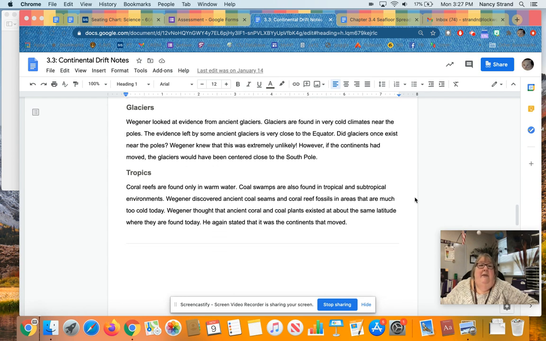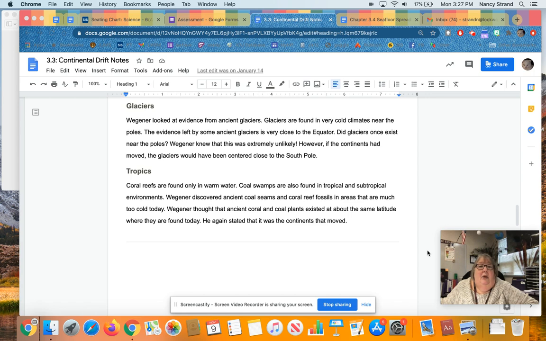Glaciers. Wegener looked at evidence from ancient glaciers. Glaciers are found in very cold climates near the poles. The evidence left by some ancient glaciers is very close to the equator. Did glaciers once exist near the equator? Wegener knew that this was extremely unlikely. However, if the continents had moved, the glaciers would have been centered closer to the South Pole.